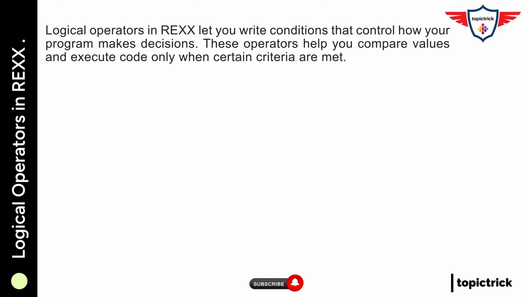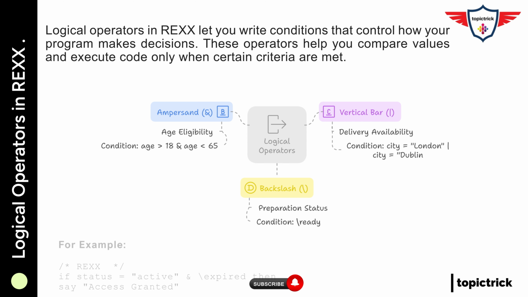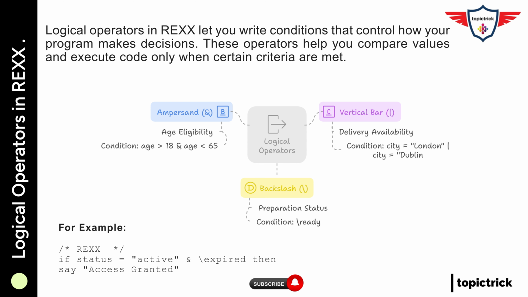Beginner-friendly programming tutorials. All right, let's jump into the world of logical operators in Rexx. Logical operators are what help your Rexx programs make decisions. They're like the brain of your conditions. They decide what's true, what's false, and what to do next. In Rexx, the main logical operators you'll use are and, or, and not, written as the ampersand, the vertical bar, and the backslash. Let's break that down.